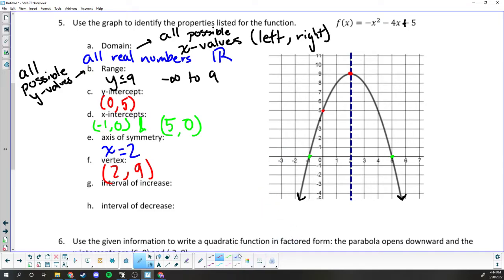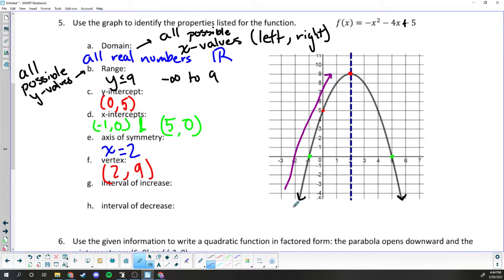Interval of increase, interval of decrease. Well, how would I answer these? This is almost like domain and range, I would think about. It's almost like domain, but I'm thinking about how I'm moving through my graph, right? If I'm moving left to right, what am I doing? Going up or down, and where? So the interval of increase in this case is going to happen anytime you're going up the hill, right?